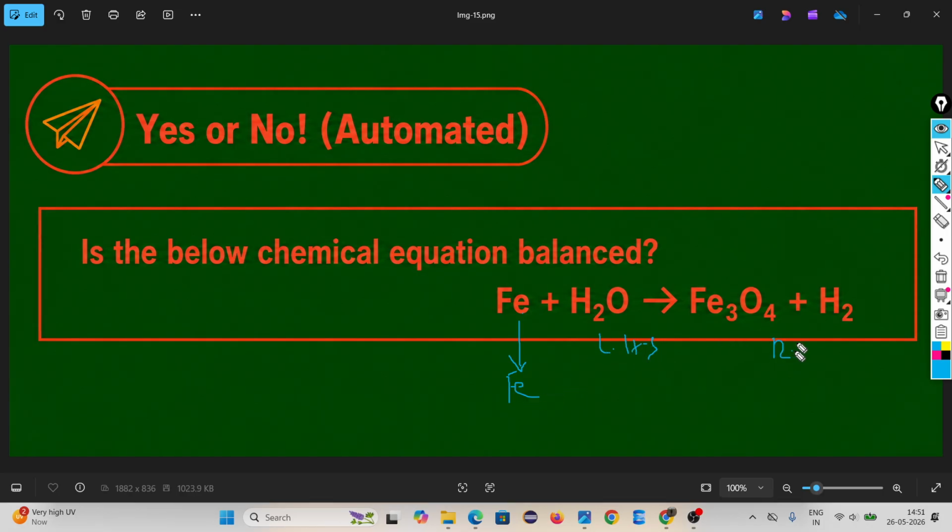Iron on the left-hand side: 1. On the right-hand side: 3. Hydrogen on the left-hand side: 2. Right-hand side: 2. Oxygen on the left: 1. Right-hand side: 4. Are these equations chemically balanced? No. It is a skeletal chemical equation.